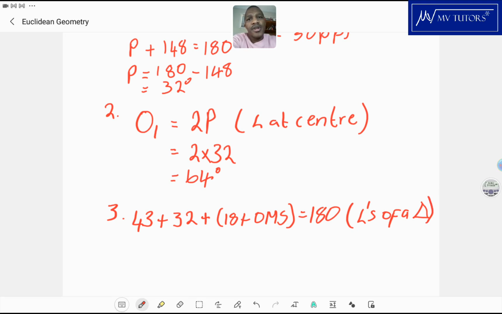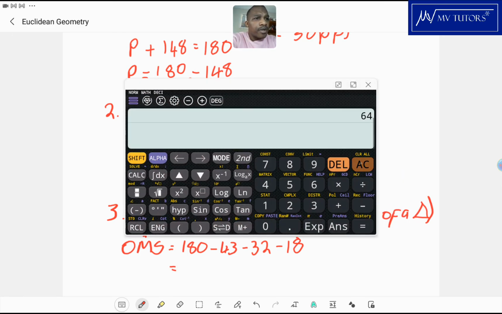Angles of a triangle always equal 180. Now I can just say the angle OMS is equal to 180 minus 43 minus 32 minus 18. Okay, let's quickly put that in a calculator. 180 minus 43 minus 32 minus 18. Okay, and then, ladies and gentlemen, 87 is our answer.